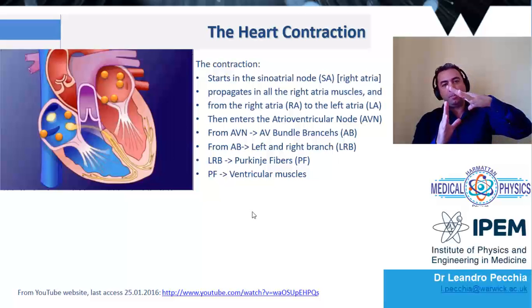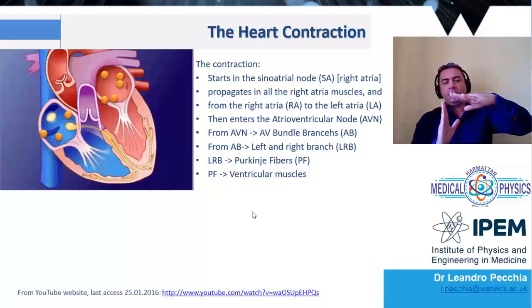Therefore, the contraction goes from the upper part of the atria towards the bottom part of the atria, and then from the apical part, the bottom part of the ventricula, towards the upper part of the ventricula themselves.